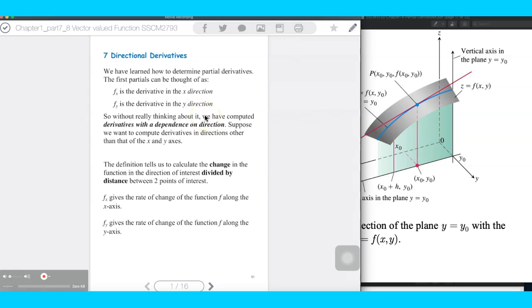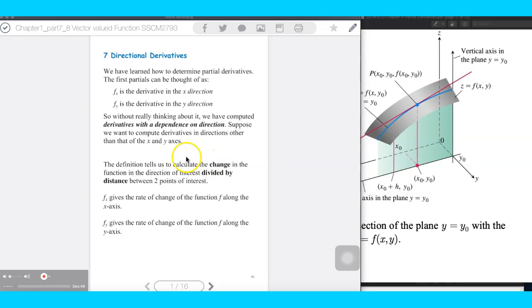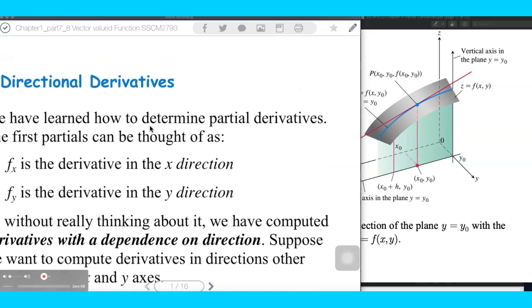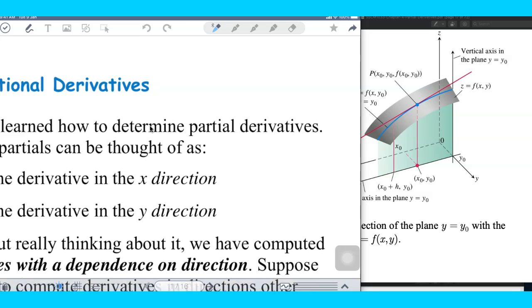Okay, so now we go to the new topic, which is the continuation of derivatives of functions. Here we have the topic on directional derivatives. So what can you understand with the word derivatives? The word derivatives is something like differentiation. So now, let's say we relate this with the partial derivative that we have learned.